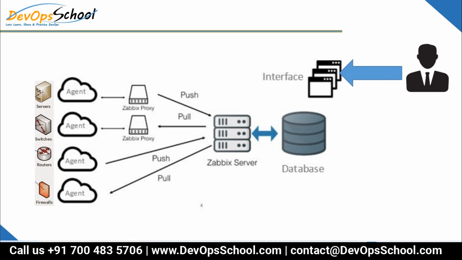All the devices and servers, like servers, switches, routers, and firewalls, send the data to the server directly or through a proxy, through agent and agentless. The mode of communication can be push and pull. The port number I'll come back to in some time. So, push and pull. Now the Zabbix server stores the data in the database, and from the web interface we see that.